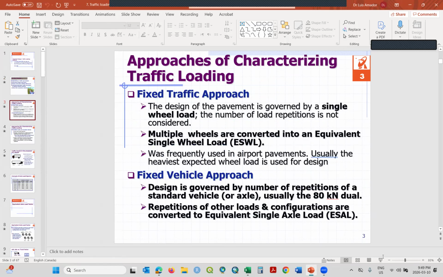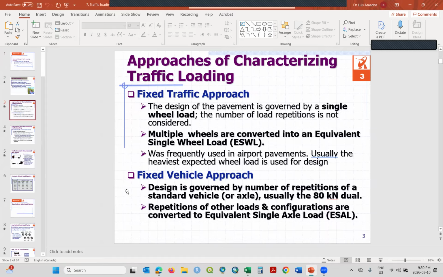So the first thing that we need to know is that there are three main methods. Some of them are not used anymore, others are still used, and others are the latest. So the fixed traffic approach, this was the way to do things some time ago. It was based on a single wheel load, and the pavement was designed to withstand the load of a single axle. This was mostly used for airport pavements. However, this is not utilized anymore.